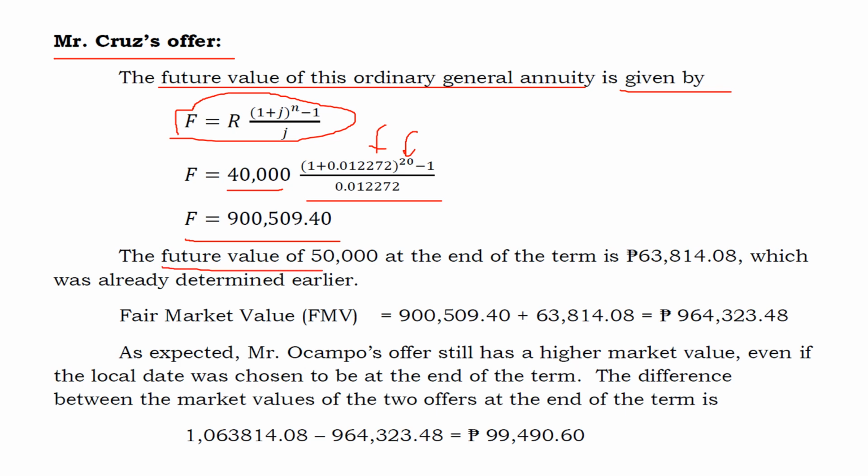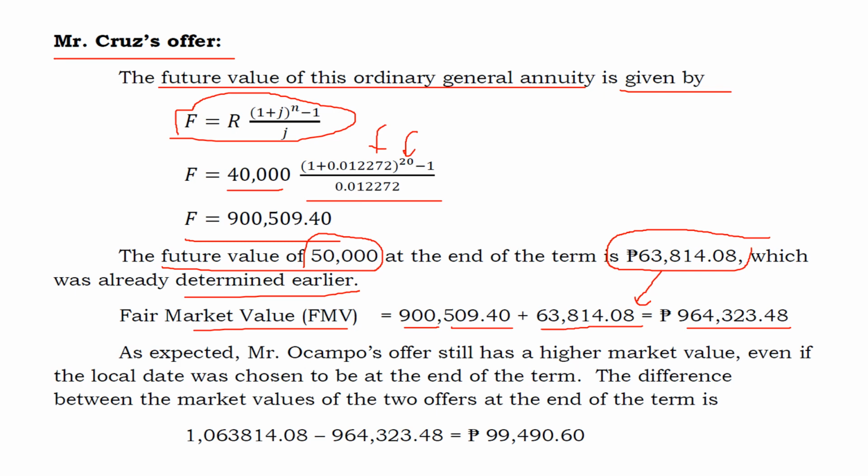So the future value of 50,000 pesos here at the end of the term is 63,814.08, which was already determined earlier from Mr. Ocampo's offer. So the fair market value is 900,509.40 plus 63,814.08, which will be equal to 964,323.48 pesos. So as expected, Mr. Ocampo's offer still has a higher market value.